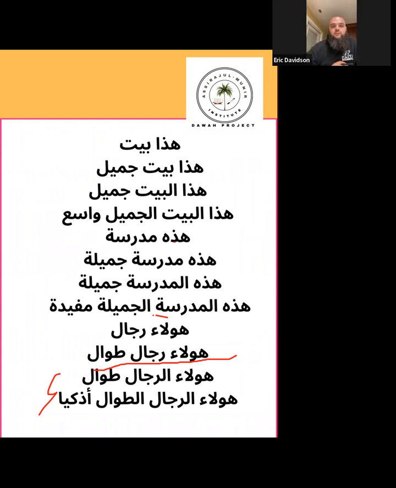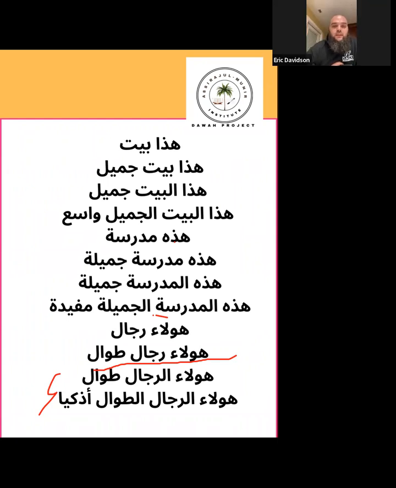هذا بيت. This is a house. هذا معرفة. بيت نكرة. So, no, جملة. Just read it and tell me the meaning. Oh, هذا بيت جميل. This is a beautiful house. No, هذا بيت جميل. This house is beautiful.